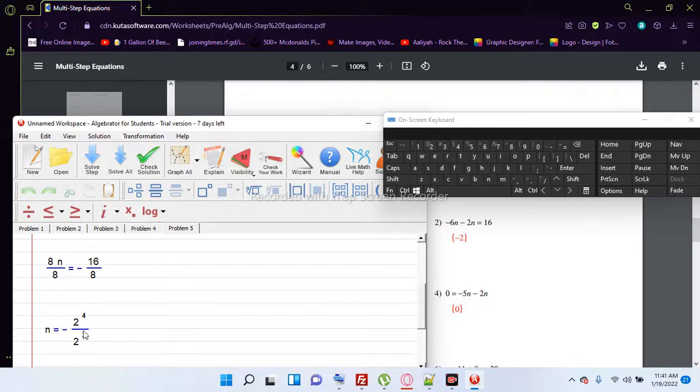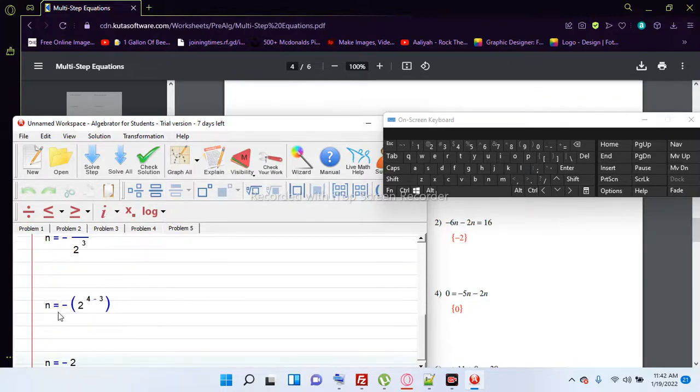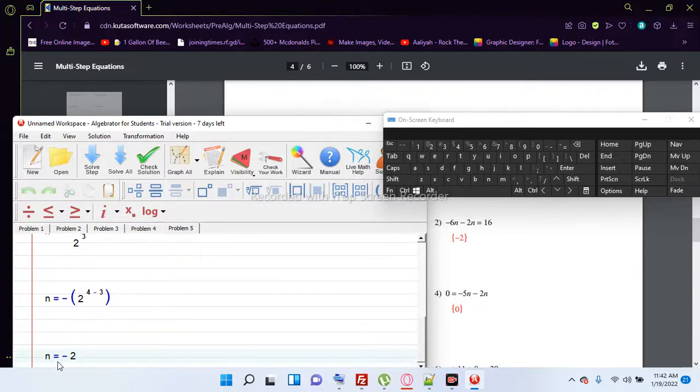Negative 2 to the fourth power and negative 2 to the third power. n equals negative, parentheses, 2 to the fourth power minus 3, minus the third power, in parentheses, and then the answer is n equals negative 2. You write it down the same way you see it on the algebrator, and you won't have a problem with it. And this is the trial version.